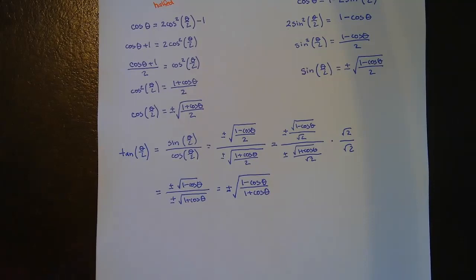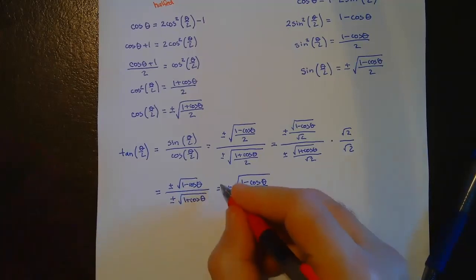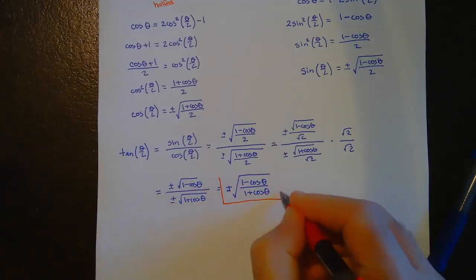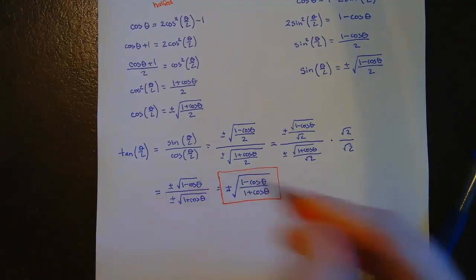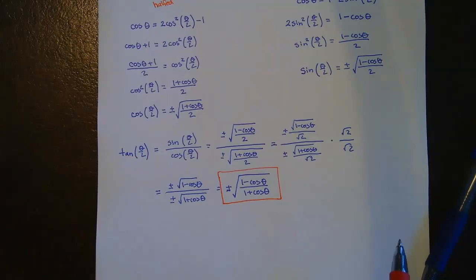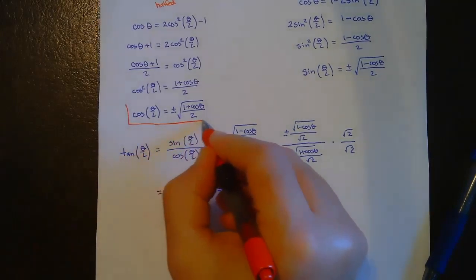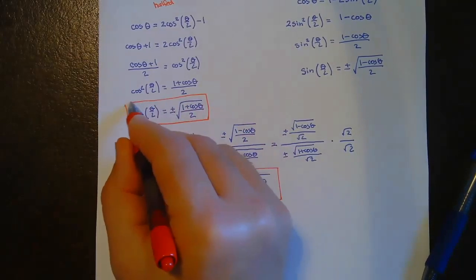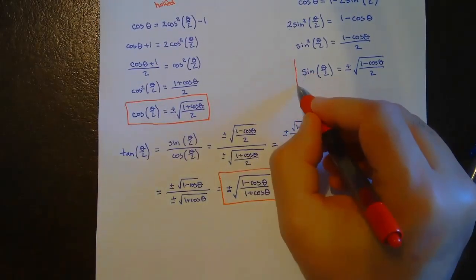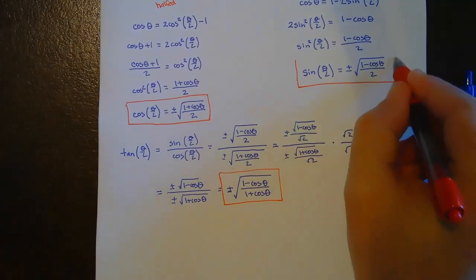Okay, so here's the bad thing. There's two other versions of this. Okay, so if we start out, this is one of them. I'm going to highlight this one. This is one version of the half angle identity, okay? I'm going to highlight this one. This is the half angle identity. There's only one for cosine, and there's only one half angle identity for sine.